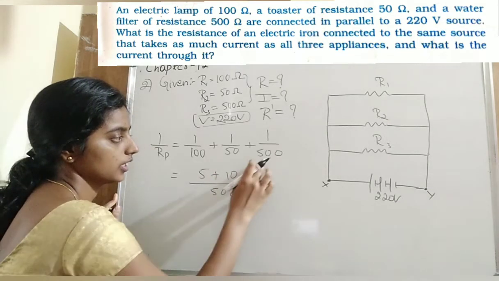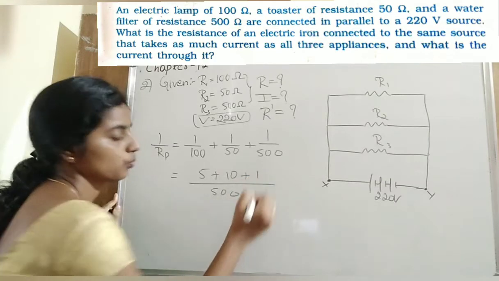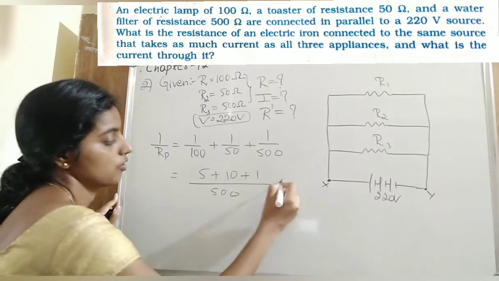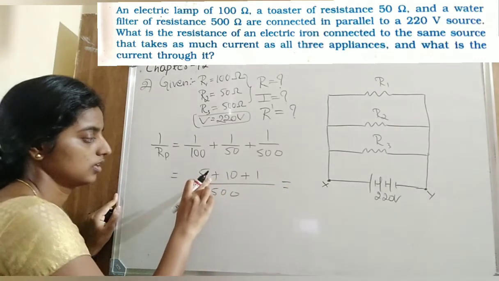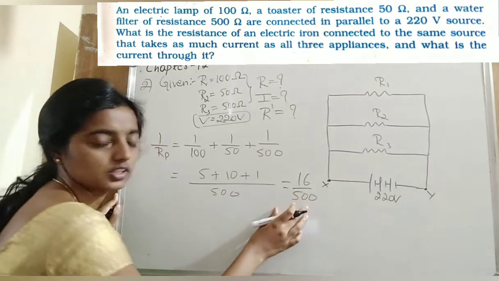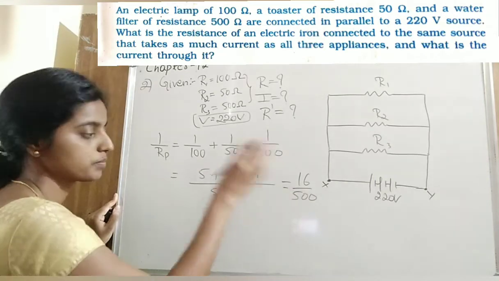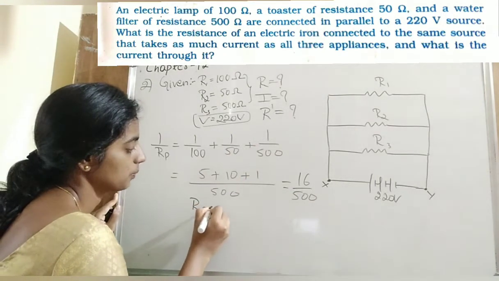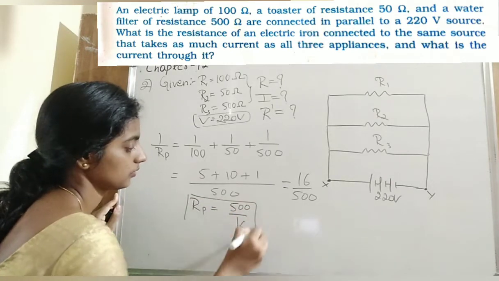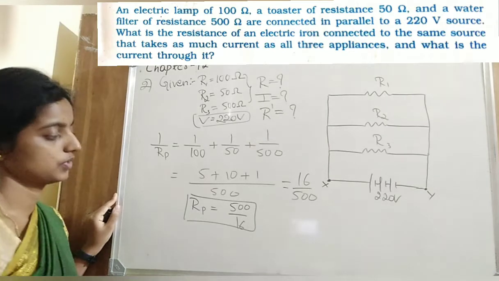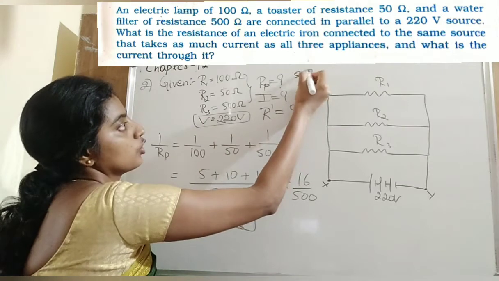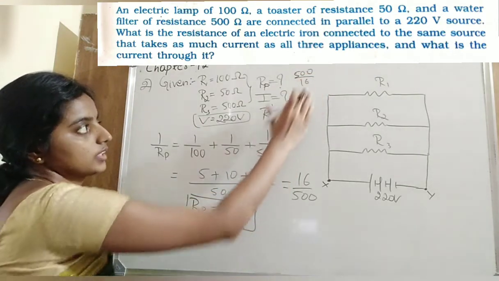We'll get 500. Here 500 into 1. So these are the values. Now calculate 5 plus 10, 15 plus 1, 16 by 500. This is in the form of 1 by Rp, so take the reciprocal of it. Rp is equal to 500 by 16. Now we find our resistance, that is 500 by 16. Let it be like this.